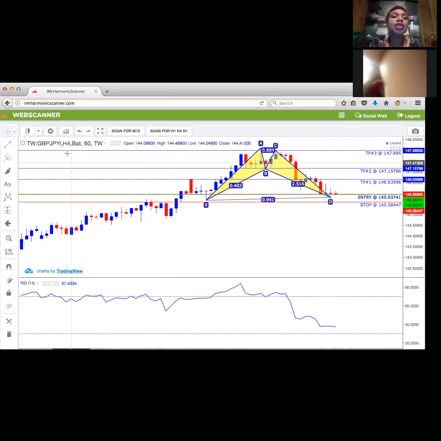Okay. So now we need to know the currency pair. So make sure that you write down what the currency pair is. This is a bat pattern. This is a bat pattern. And you can see how it looks like a bat.